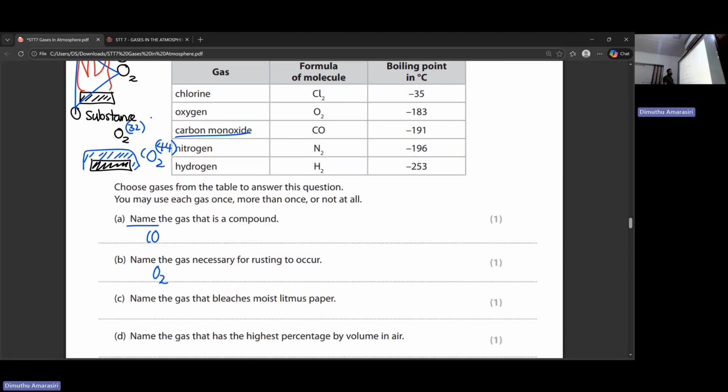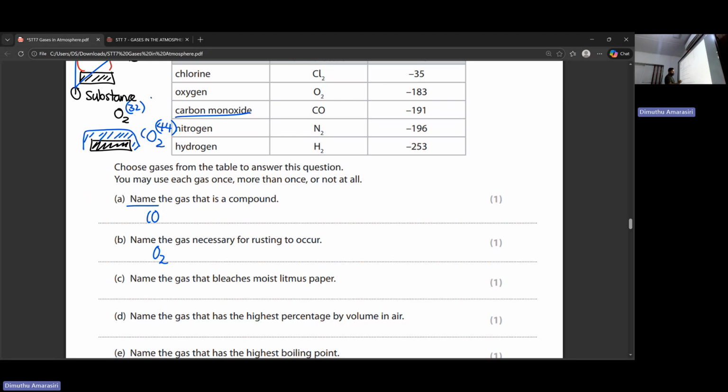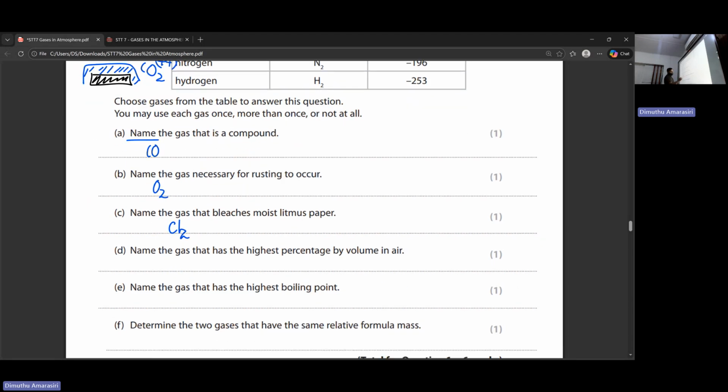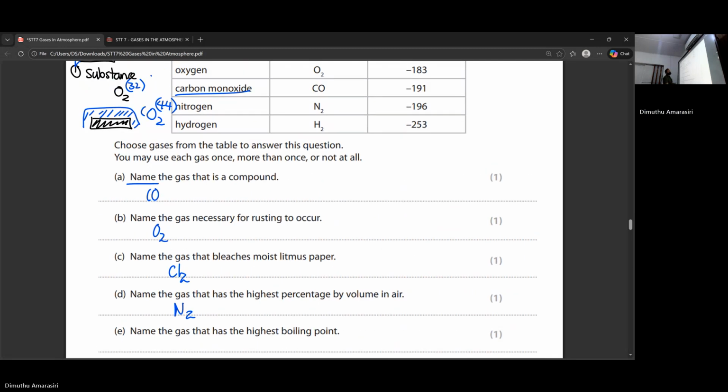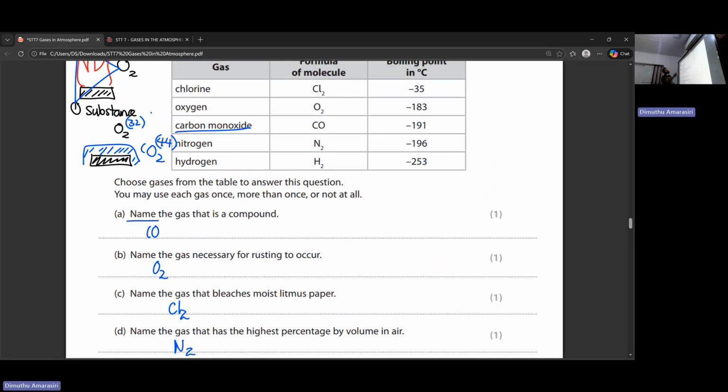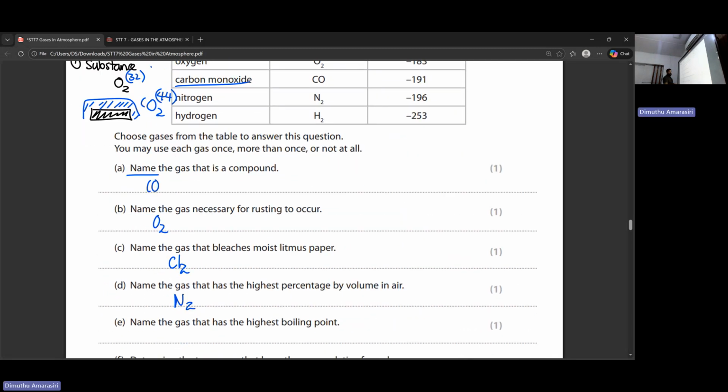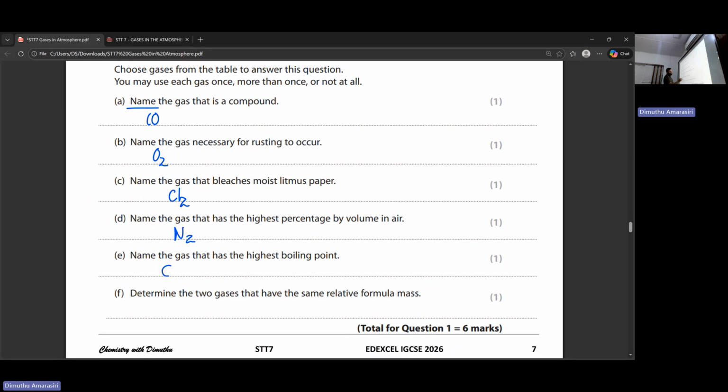Name the gas that bleaches moist litmus paper: chlorine gas. Name the gas that has the highest percentage by volume in air: nitrogen. Do you have this question too? Right, name the gas that has the highest boiling point. Check it and write. What is that? Chlorine, right?